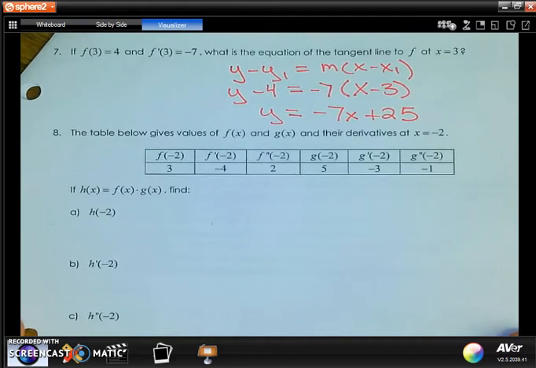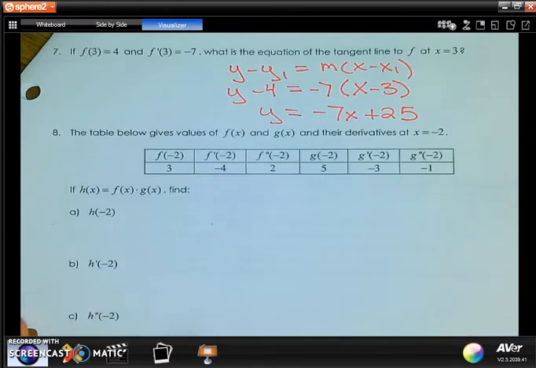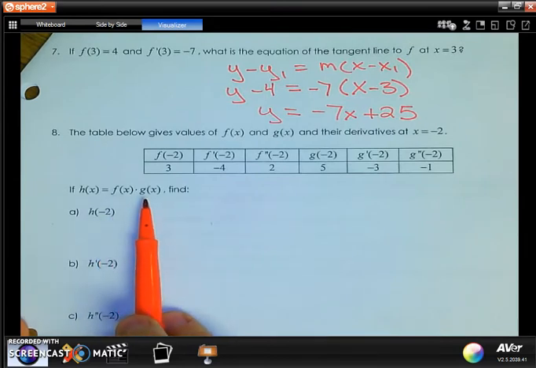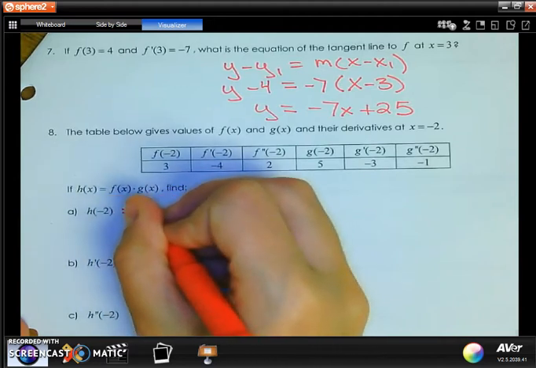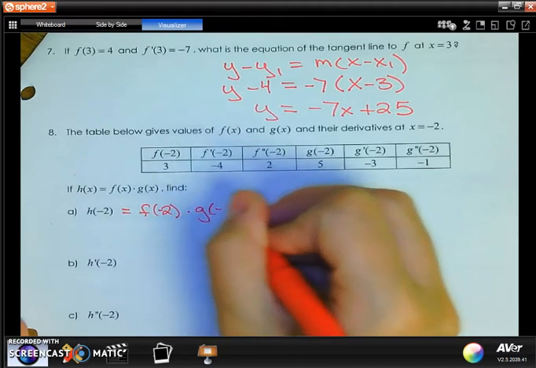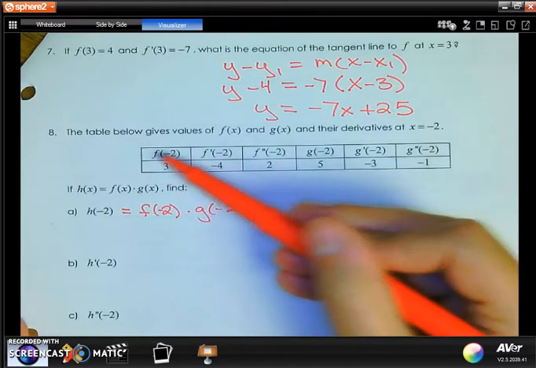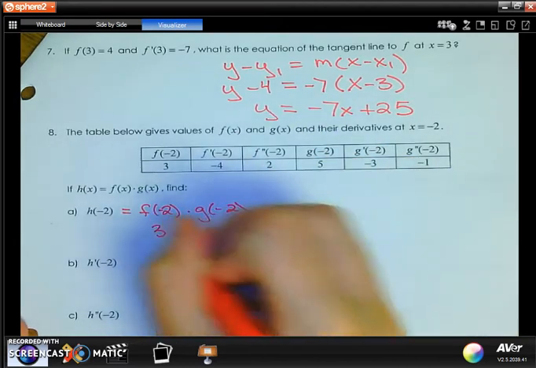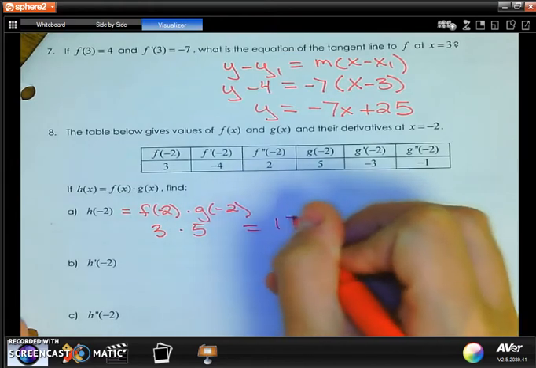Okay, the table below gives values of f of x and g of x and their derivatives. So basically we're going to have to use the product rule here. First though, I don't even need to do that. It just says evaluate h at negative 2. Well, if h is f of x times g of x, that's going to be the equivalent of f of negative 2 multiplied by g at negative 2. Well, f of negative 2 is 3, and g of negative 2 is 5. So this is just 3 times 5, and my answer there is just a plain old 15.